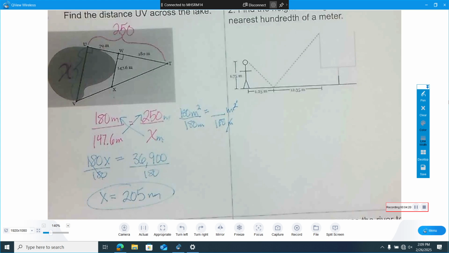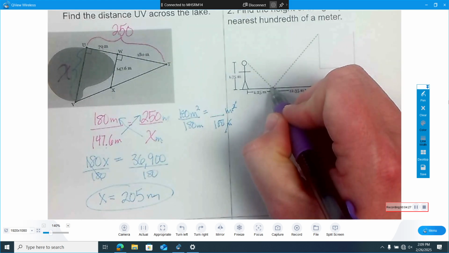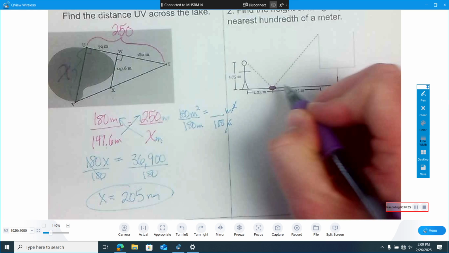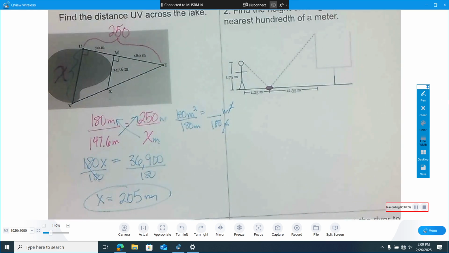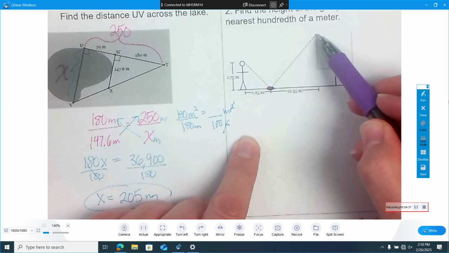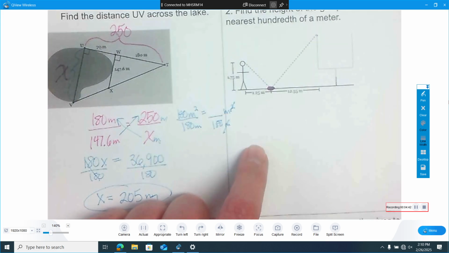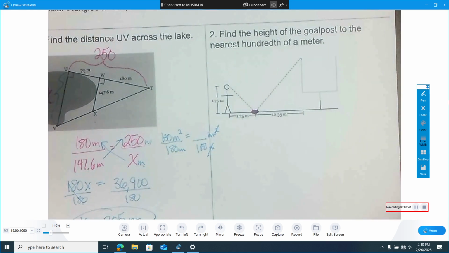Okay, let's look at number 2. On number 2, the paragraph reads that a kicker on the football team has placed a mirror. And so there's this little mirror on the ground. And he is looking into the mirror and sighting the top of the goalpost. And it's something we could actually do in real life to find the heights of things. It is sort of what surveyors do in real life to survey the land and find elevations and stuff like that.